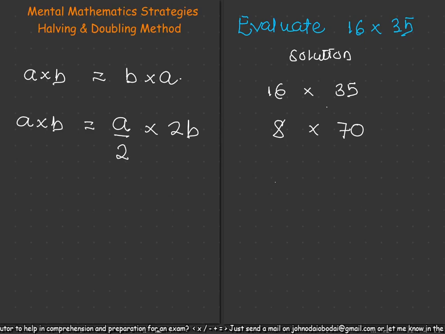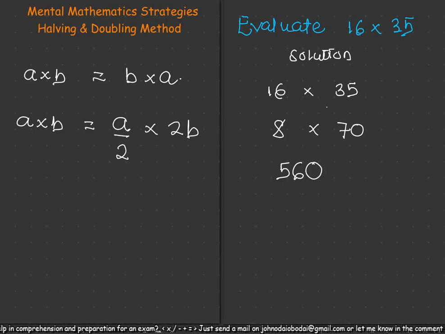Now you can easily do your multiplication. 8 times 7 gives you what? 56. Then just add your 0, and you have your 560. As simple as that. You see how very simple it is.